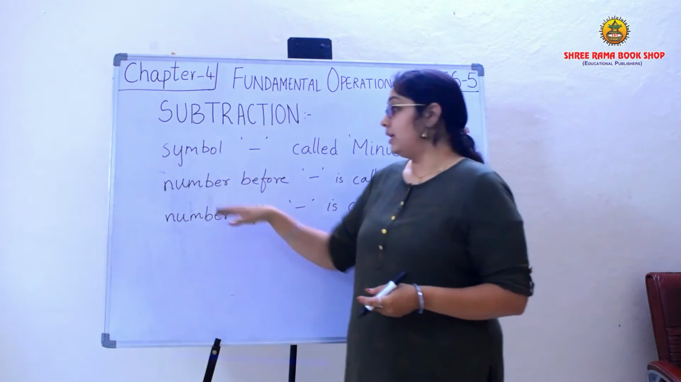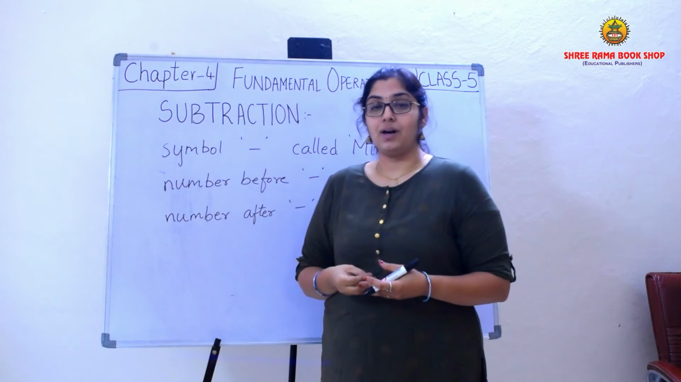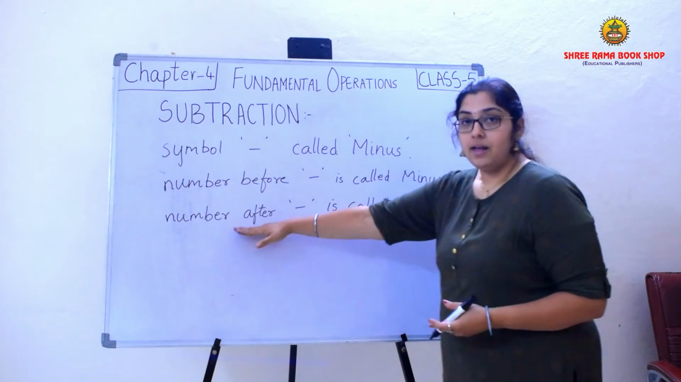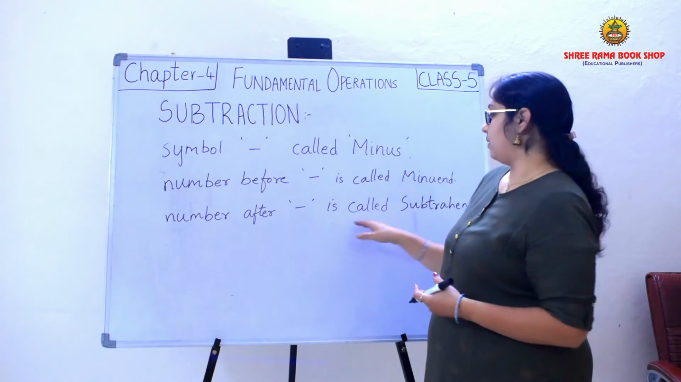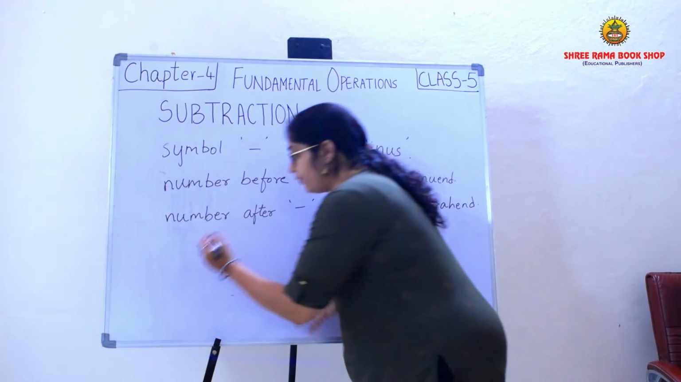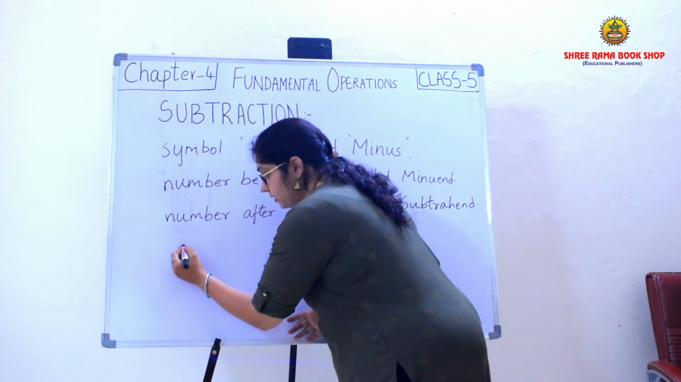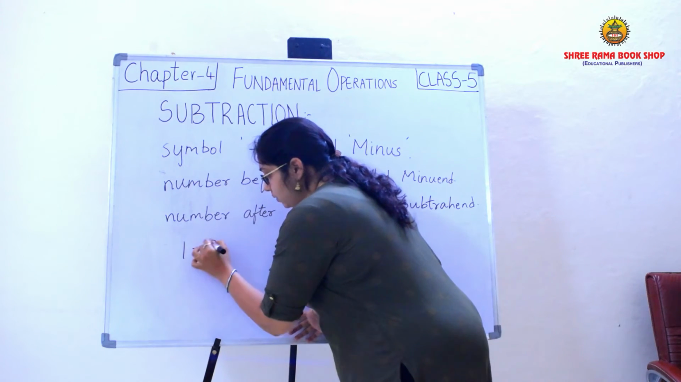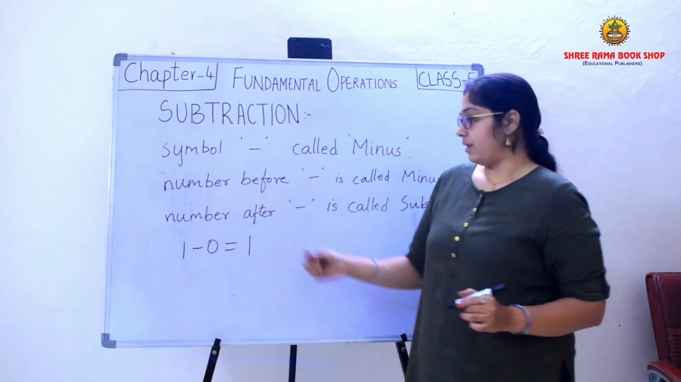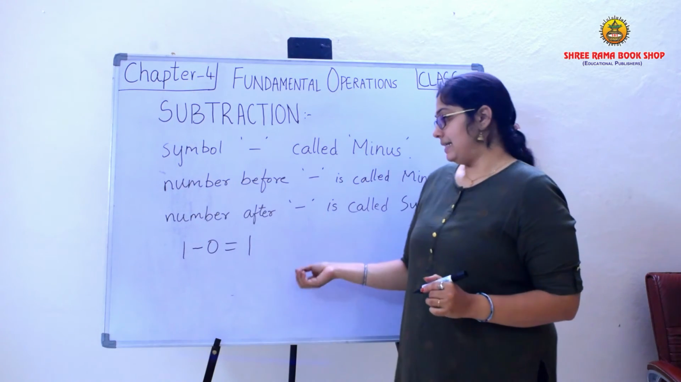Okay, and one more, the number before minus. What is the number before minus called? It is called minuend, and the number after minus is called subtrahend. And one more thing, if you subtract a number from 0, then the answer is the number itself. When you subtract a number from 0, then the answer is the number itself.